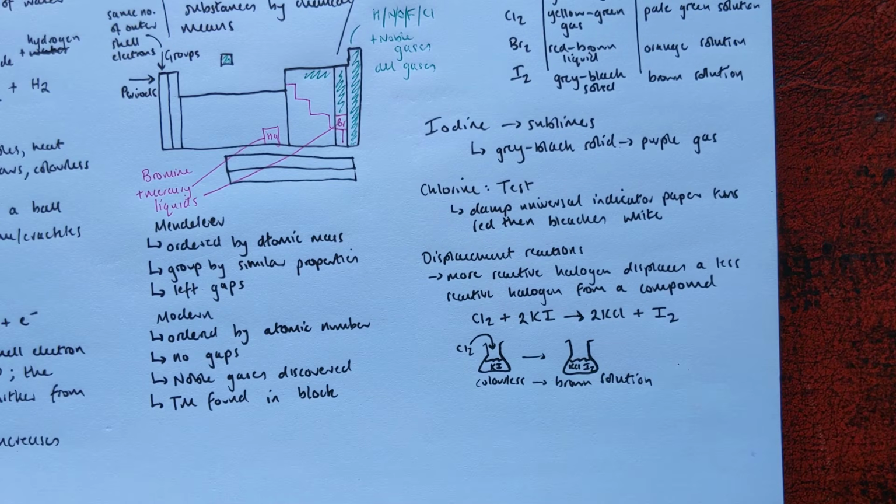So the way we work out what the colour change is going to be, it generally will start off being colourless, and depending on which halogen is being produced in solution, so for example, if you made bromine in solution, the colour change will be going to orange. In this case, making iodine, so it's a brown solution formed.